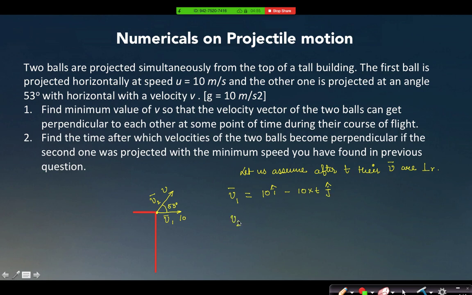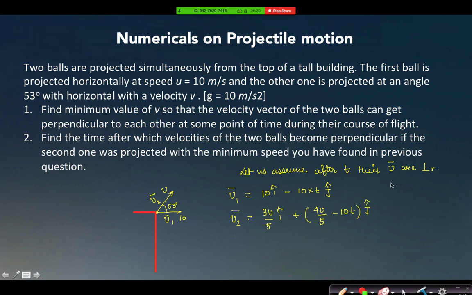Can you tell me what is the velocity of the second ball after time t? Sir, 3v by 5 i cap. Yes. What is the x component of this v? It is 3v by 5, so 3v by 5 i cap plus. Now its y component will follow the v equal to u plus at equation, so I will write 4v by 5 minus 10 t j cap. So that is the velocity of the second ball, and that is the velocity of the first ball.